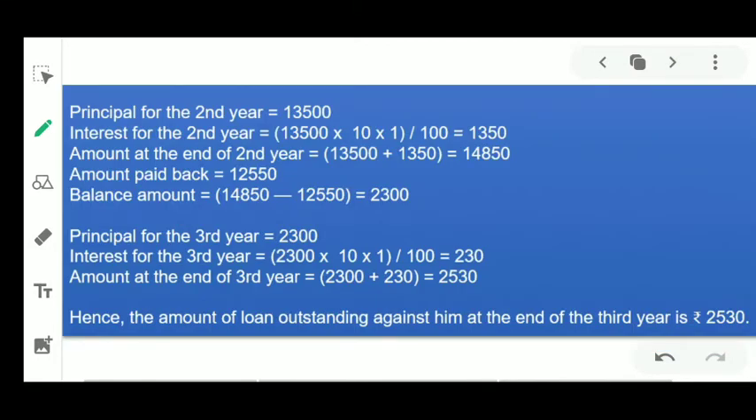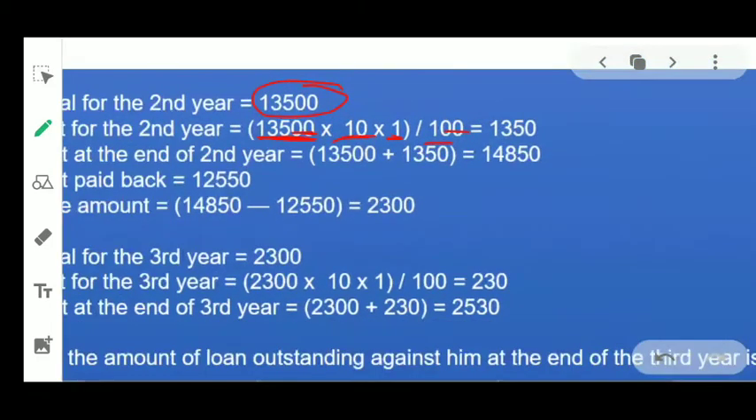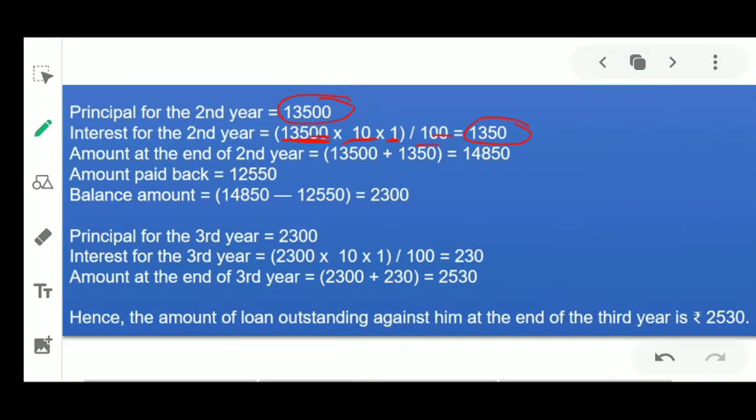Now the principal for the second year is 13,500. That is the amount at the end of the first year. Now the interest for the second year equals P, the principal value, that is 13,500, into R, 10% that is given, into time 1 by 100. So the zero will be cancelled here. Then 135 into 10 equals 1350. That is the interest for the second year.